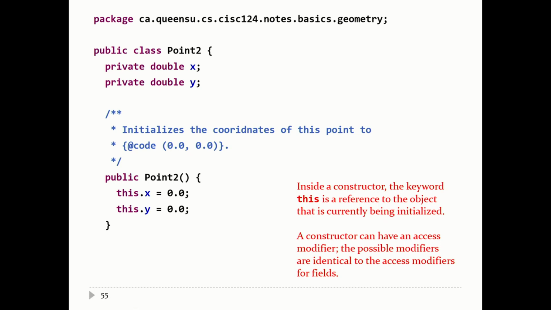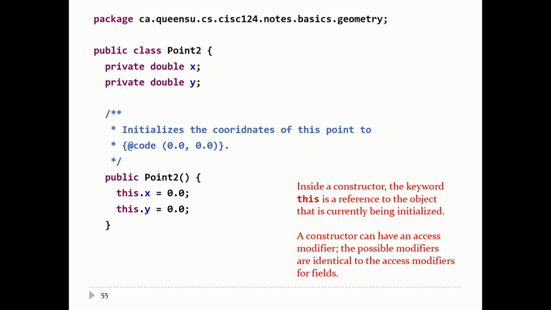Any questions so far? Yes? How does it know it's a constructor versus a class? When you're compiling, how does it know it's a constructor rather than a class? Is it because they have the same name? Is that the problem?